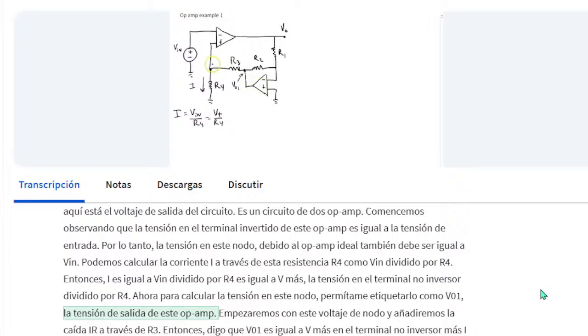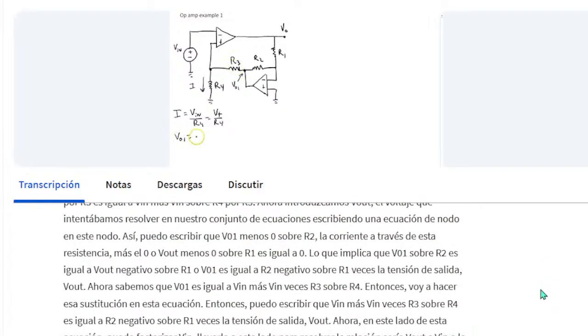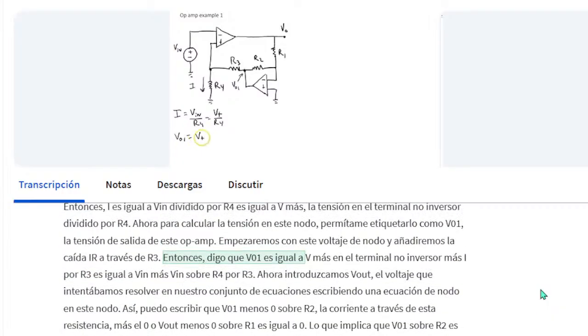Now, to calculate the voltage at this node, let me label it V01, the output voltage of this op-amp. We'll start with this node voltage and add the IR drop across R3. So I say that V01 is equal to the voltage at the non-inverting terminal plus I times R3, which is equal to Vn plus Vn over R4 times R3.